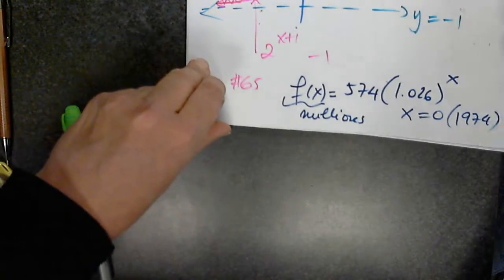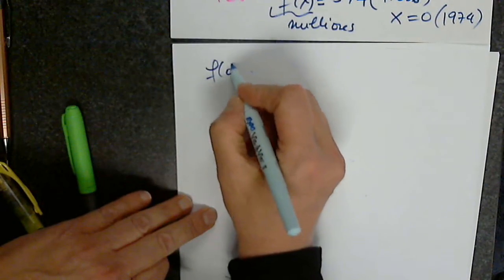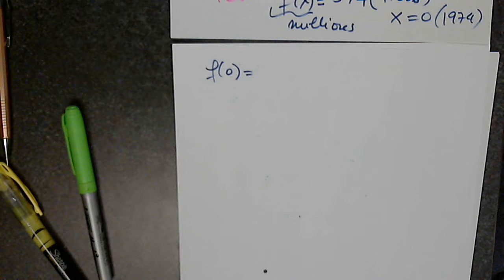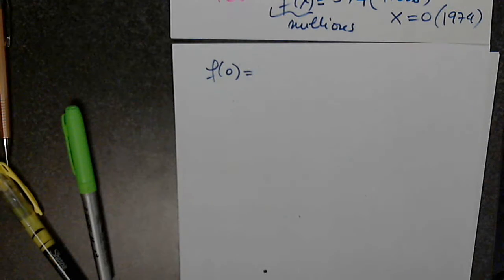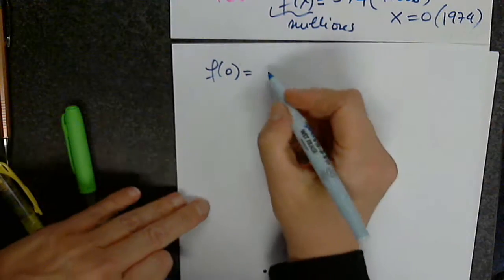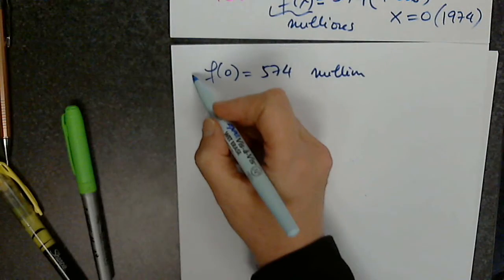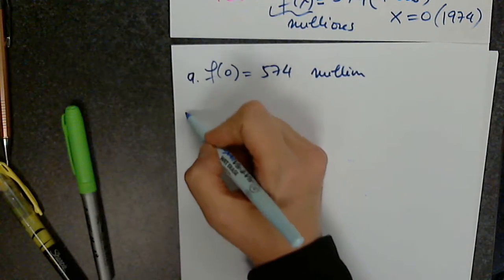So in the first question, I know I have 4 minutes left. I'll stop in 4 minutes. So I'm asked to find f of 0. So please tell me, how much is 1.026 raised to 0 power? Right, is 1, so 1 times 574 is 574 million. This was part A. Part B.